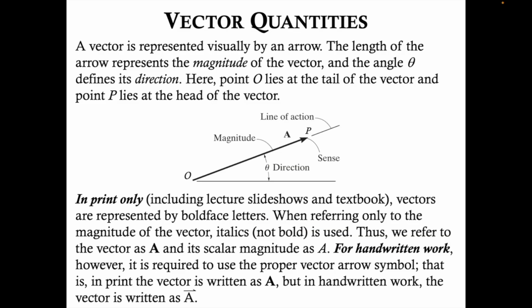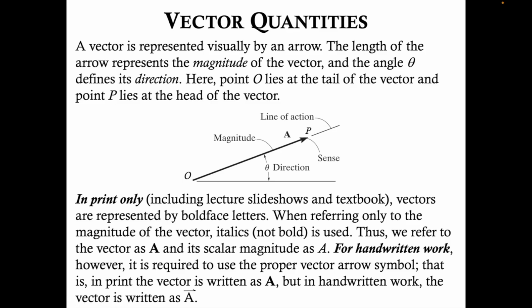A vector is represented visually or graphically by an arrow, shown here. The length of the arrow represents the magnitude or size of the vector, and the angle theta defines its direction. Point O lies at the tail of the vector, and point P lies at the head of the vector. So each vector has a head and a tail. The line of action is the line along which the vector lies.